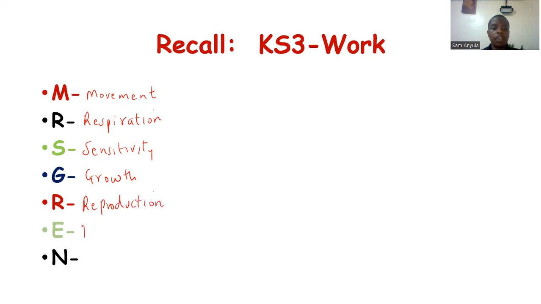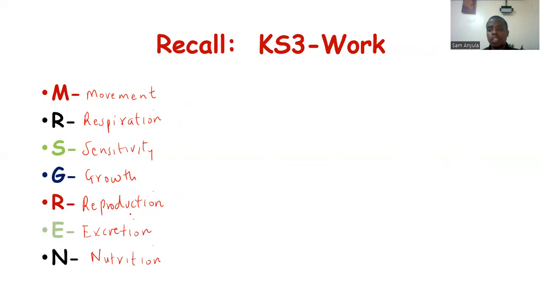The E here for excretion. And lastly, we have the N for nutrition. So these are the main features that we look into something to be able to tell if it is living or non-living. So living organisms have these 7 major characteristics that they exhibit or show. And once we're able to detect or see these characteristics in something, then we are going to note that that is a living organism.